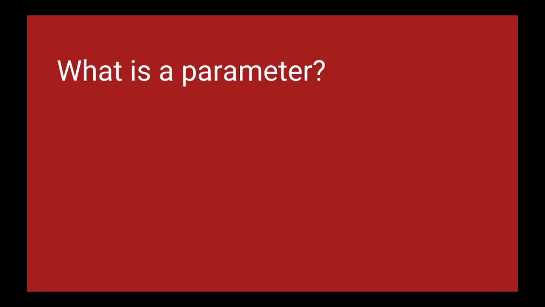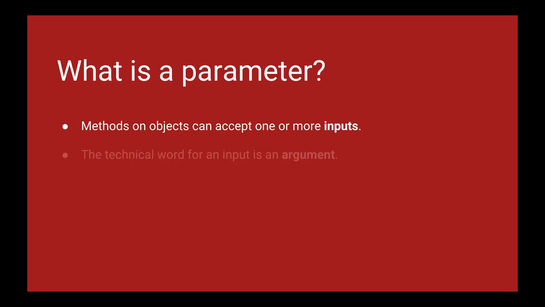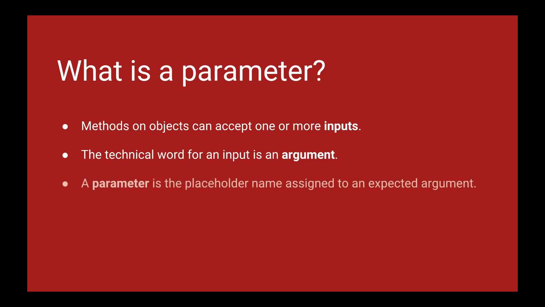So what is a parameter? Well, methods on objects can accept one or more inputs. An input is just something that we give to the method that changes how it operates or how it performs its processes. The technical word that we use for an input in programming is an argument. The actual value that we supply to a method call is what's called the argument, or the arguments if there's more than one. Now, the parameter is the placeholder name assigned to each expected argument or each expected input.